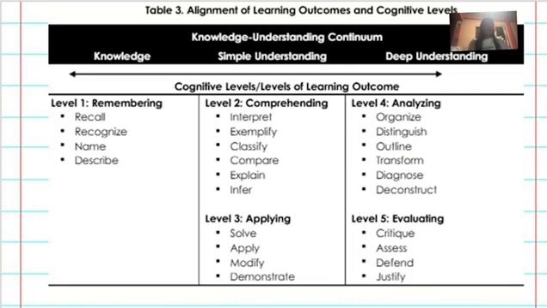So for level 1, the remembering, this is the lowest one in Bloom's taxonomy. That is the revised one. So first is recall, recognize, name, and describe. So for level 2, comprehending, under it is interpret, exemplify, classify, compare, explain, and infer. So for level 3, applying, solve, apply, modify, and demonstrate.